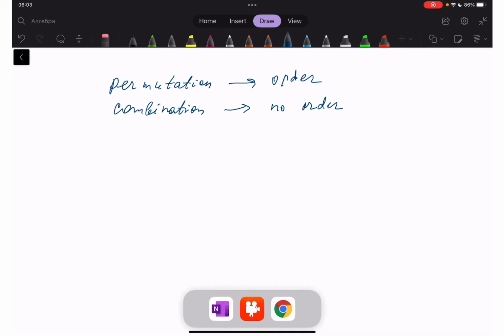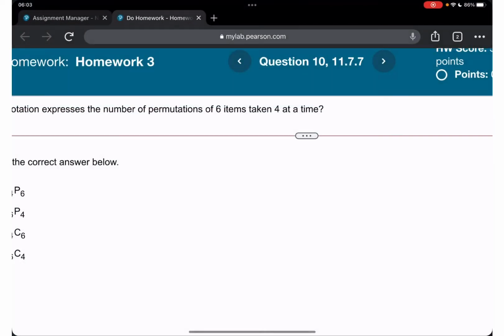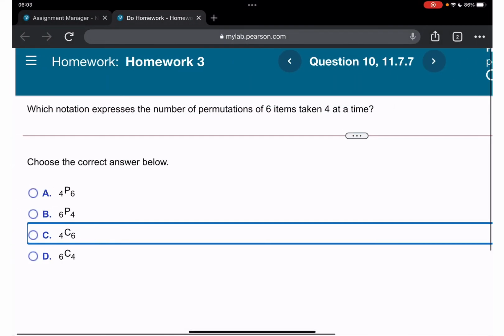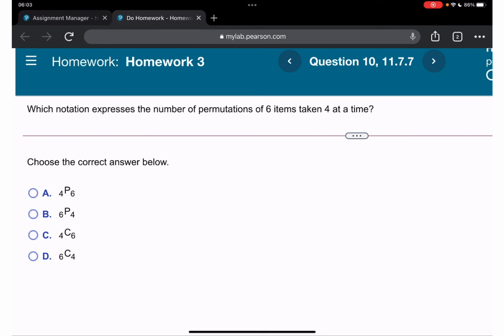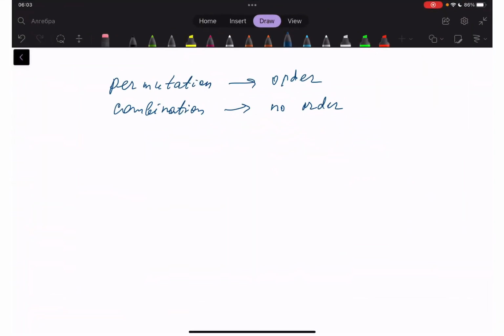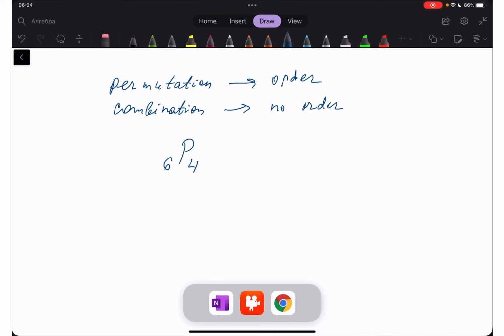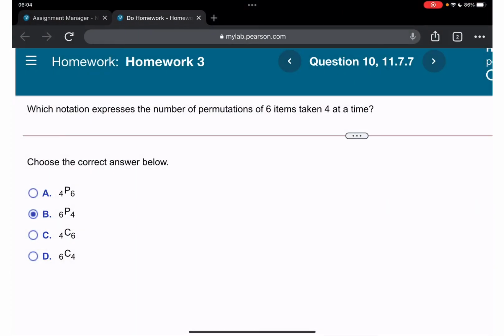Now it's asking how to read. Now that it says notation expresses the permutation of 6 items taken 4 at a time. So you choose 4 out of 6. So on the left side, P meaning permutation. On the left side, we're writing down total. On the right side, we're writing down the selected item. So this is going to be our answer. This one.